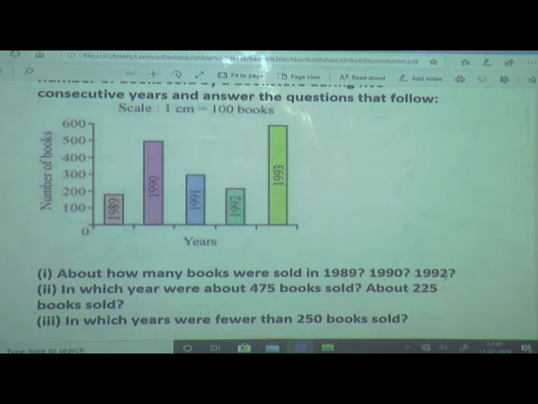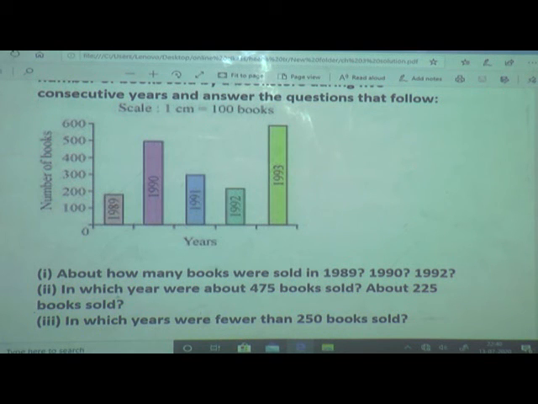And 1992, where is 1992? We have to see the length of the bar and compare it with the y axis. You can draw a line with the help of a scale, or otherwise keep your scale here and find where 1992 is, how many books were sold in that particular year. That may be in between 200 and 300, approximately, not accurately I am saying, it may be approximately 250.